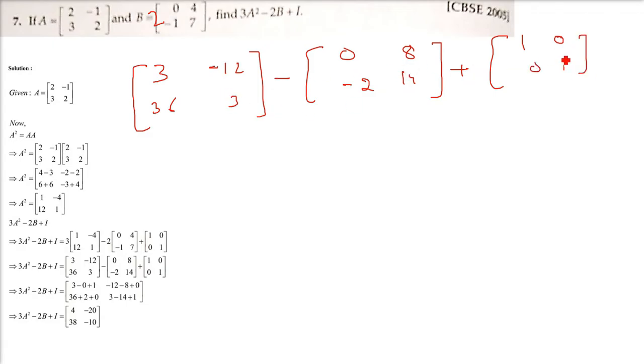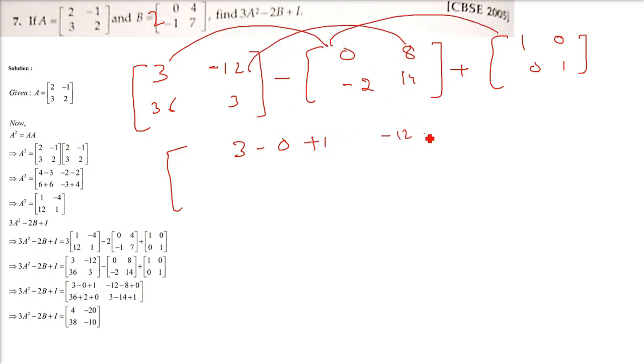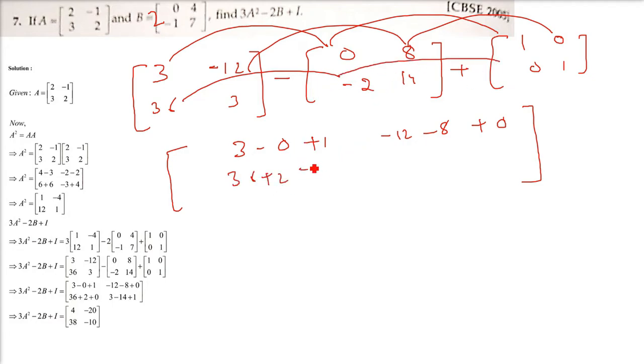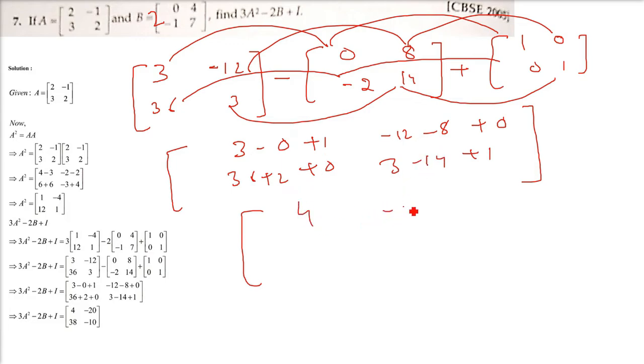Okay, now just directly do it. 3 minus 0 plus 1, then minus 12 minus 8 plus 0. Then the second row, 36 minus minus 2 is plus 2, and then we have 0. Then 3 minus 14, and then we have plus 1. Okay, 3 plus 1 is 4, this is minus 20, this is 38, this is negative 10. This is the final result.